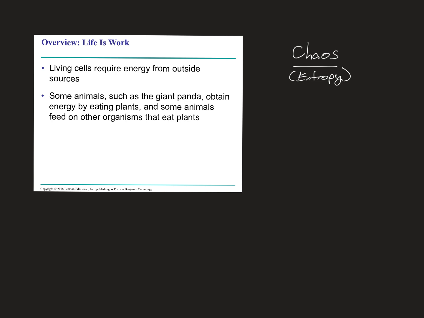That's because eventually everything breaks down. The universe is going towards breaking down. But life fights that, and in order to do that, we need energy. Originally, most life depends on energy from the sun. Some animals, such as the giant panda, obtain energy from eating plants. Other animals feed on other organisms. We eat plants and we eat animals. But all the energy originally comes from the plants.